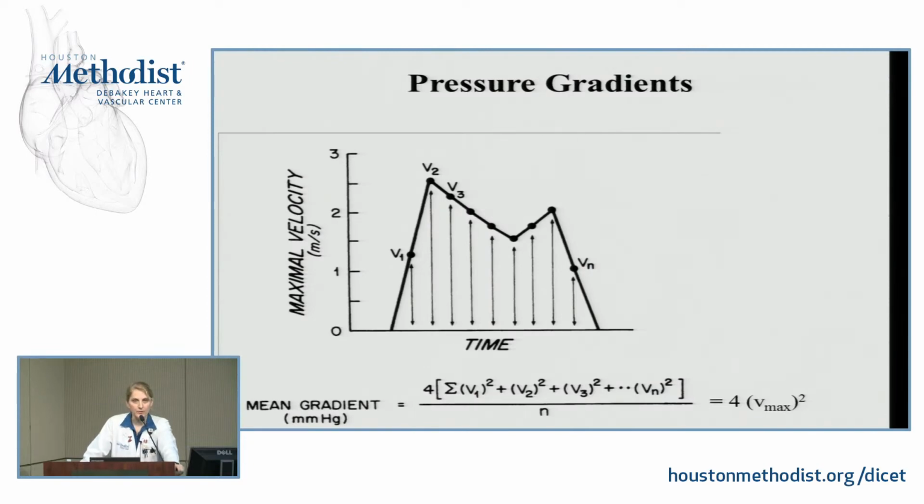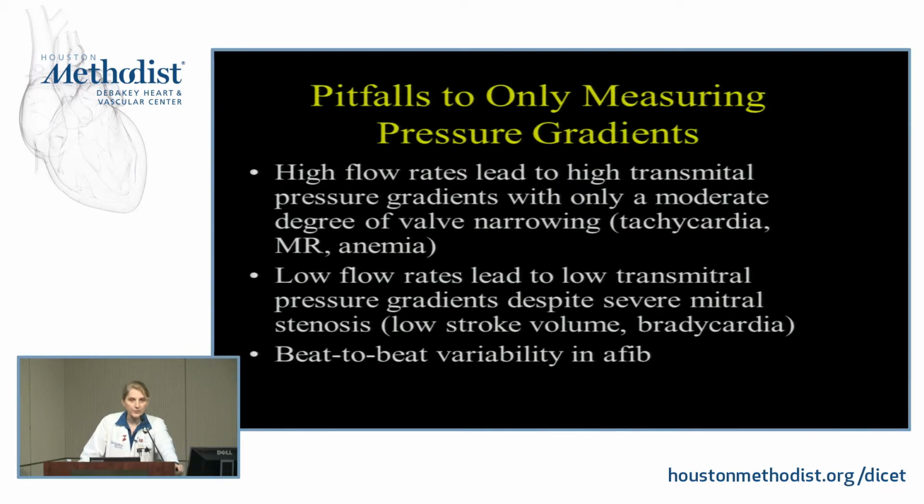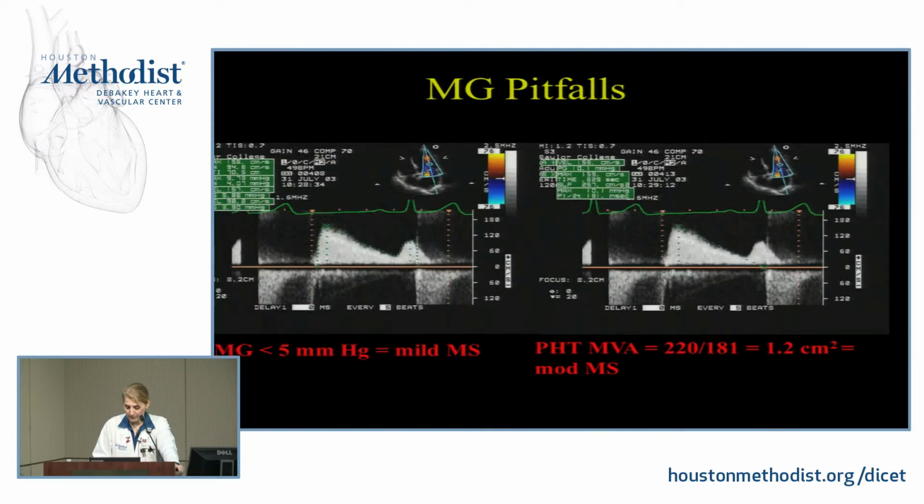So how do you determine the mean gradient across that stenotic mitral valve? Again, it's using that modified Bernoulli equation. So you measure all those velocities under that stenotic CW jet, divided by the number of measurements made, and multiply by 4. Now, there are pitfalls to only measuring the gradient, just like there are in aortic stenosis. If you have high flow rates, it's going to lead to high transmitral pressure gradients with only a moderate degree of valve narrowing, and this occurs with tachycardias, mitral regurgitation, and anemia. If you have low flow rates, you're going to have low transmitral pressure gradients despite severe mitral stenosis. Again, this is your cardiomyopathies and profound bradycardia, and AFib, again, because of its beat-to-beat variability, has problems.